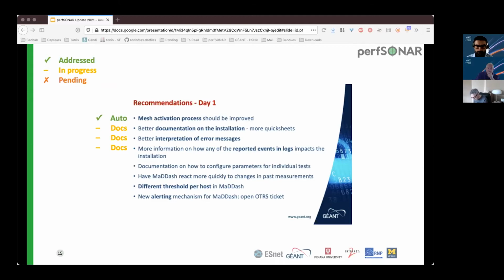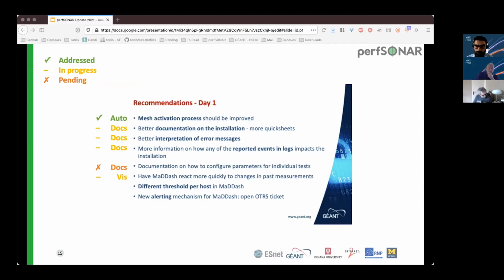And that's about the same for this one. So how to configure the individual tests and their parameters, I think maybe we improved the docs a bit, but mostly this is something we still need to address in the future.